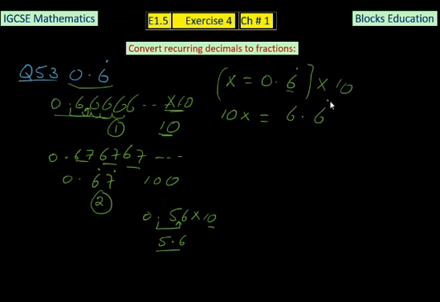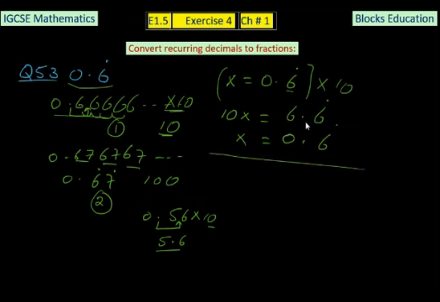Once again, what I did: I multiplied by 10. Why 10? Because only one digit is repeating itself. Multiplying both sides, it becomes 10x equals 6.6 and keeps on repeating. Now we have two equations: 10x equals 6.666 recurring, and x equals 0.6, the recurring decimal.